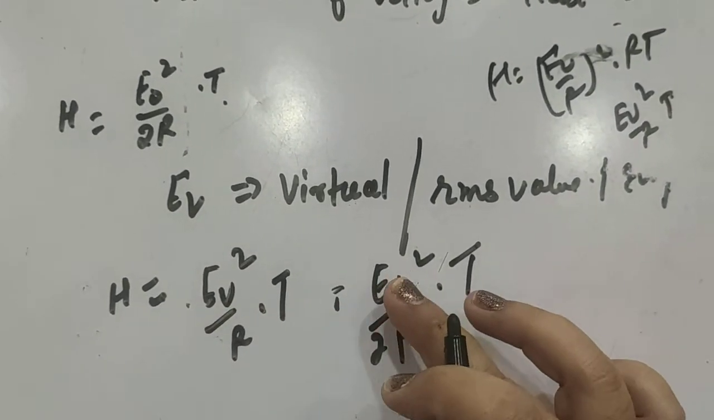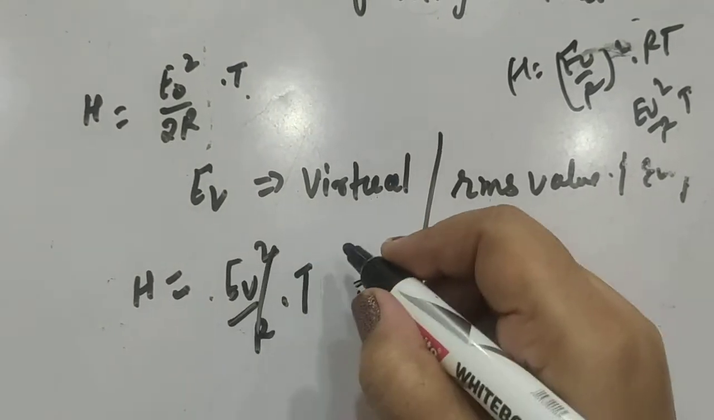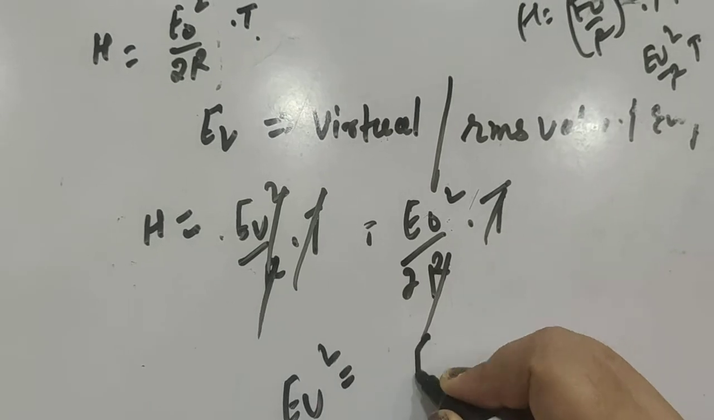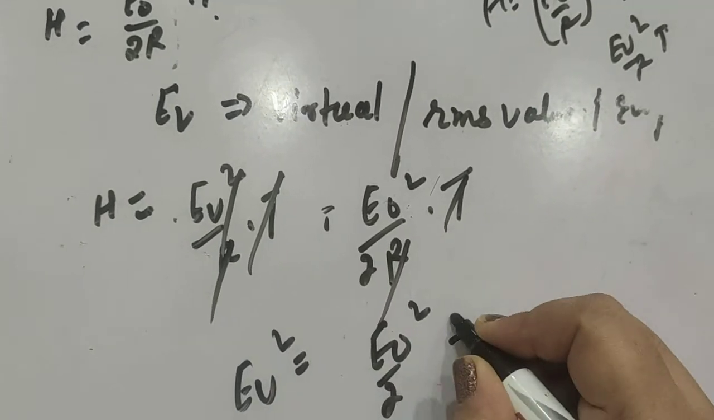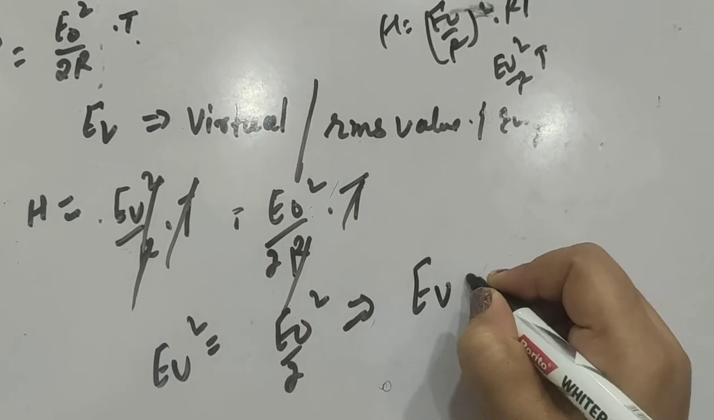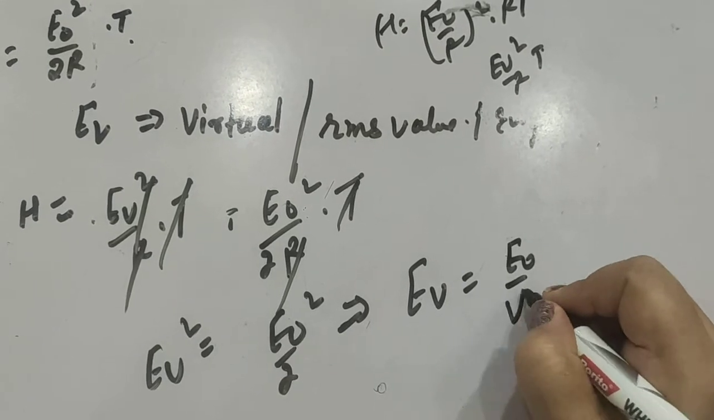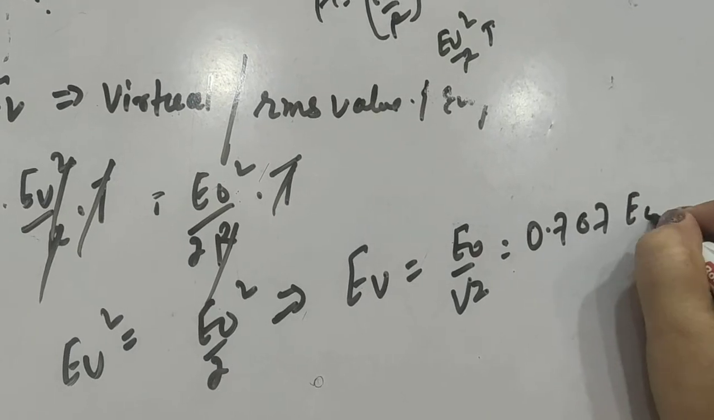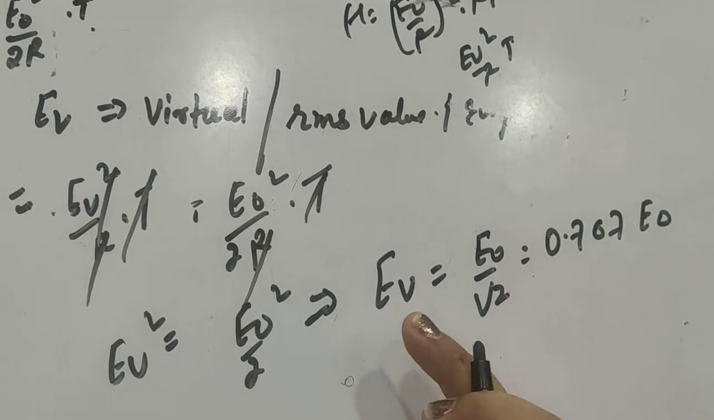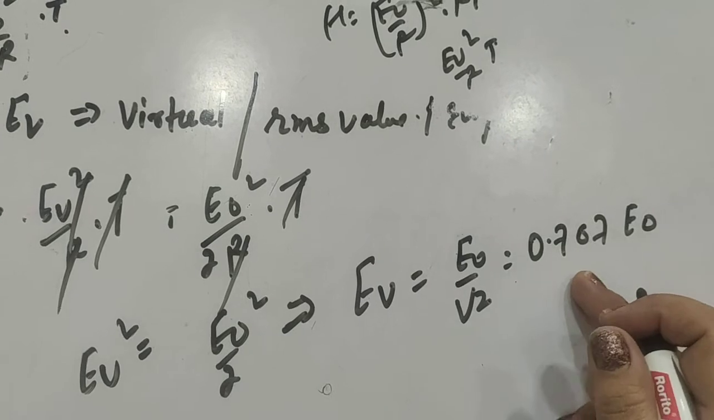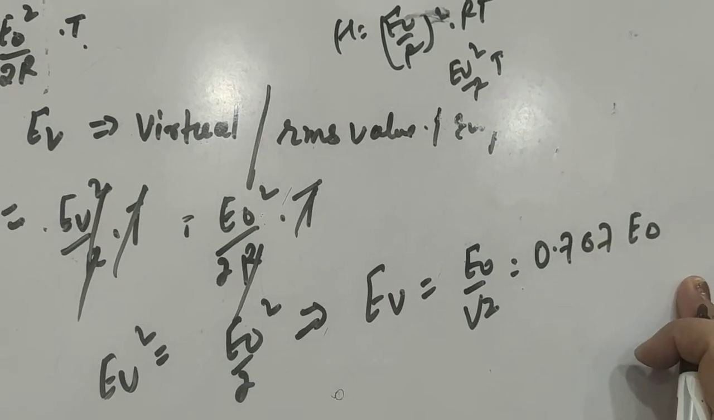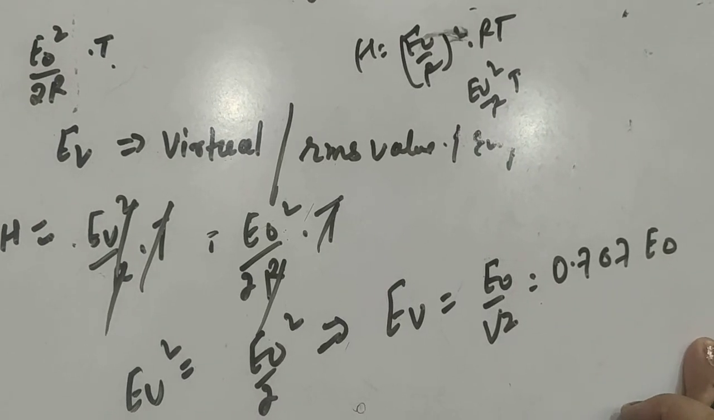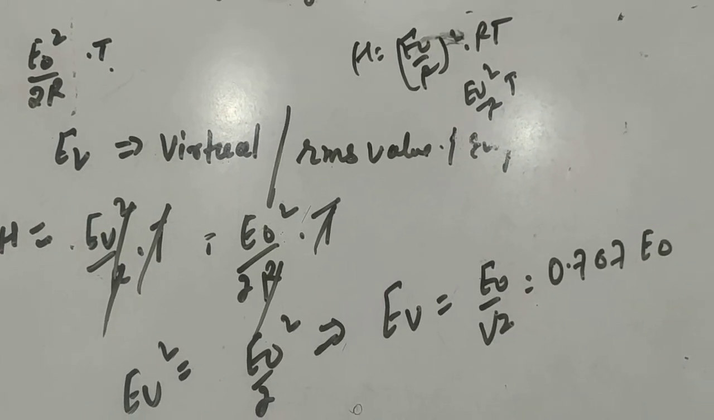Comparing with E naught square by 2R into T, T and T cancel out, R and R cancel out, and we are left with EV square equal to E naught square by 2. Or we can say EV is equal to E naught by root 2, which is equal to 0.707 of E naught. It means the virtual value of EMF is 0.707 times the maximum value of EMF. So this is how we have done the derivation of the root mean square value of alternating EMF.